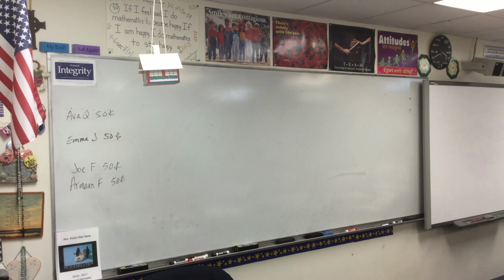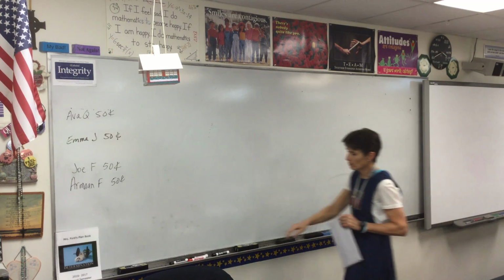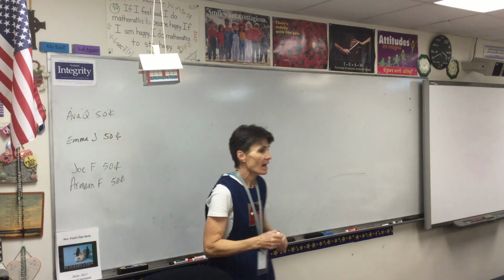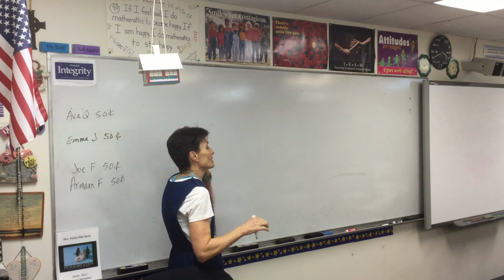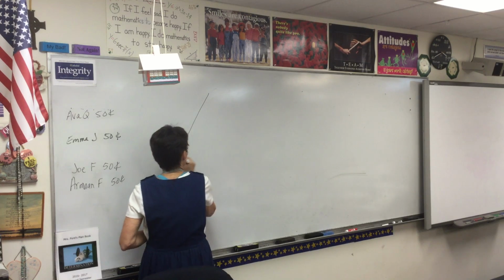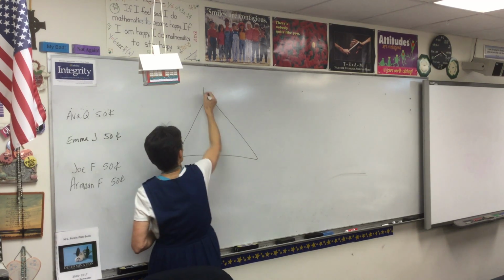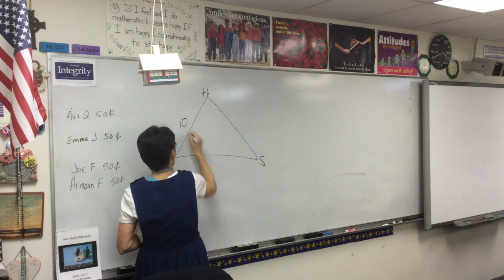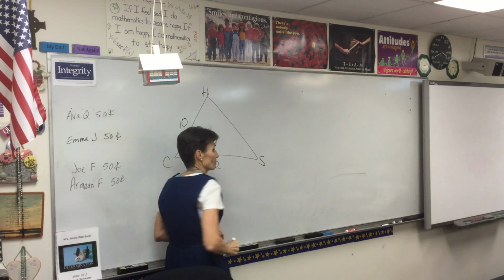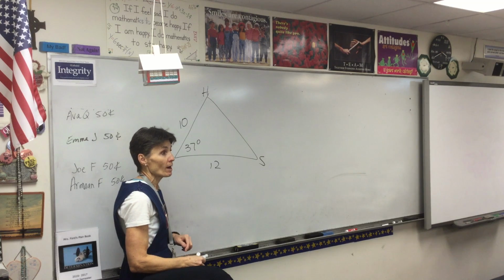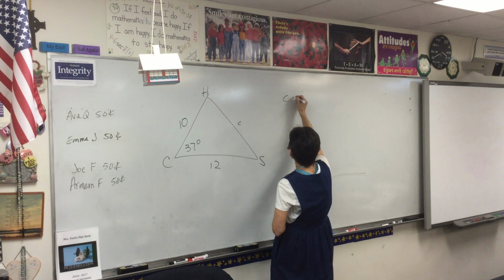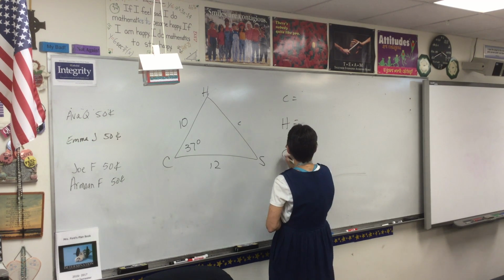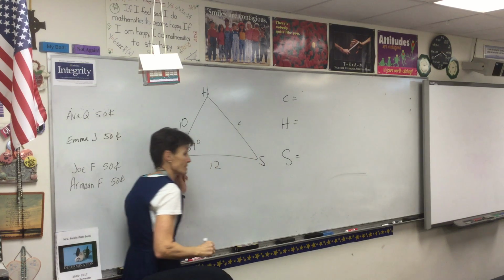Take a wild guess what tomorrow's quiz is going to be over? Law of Cosines. So let's do a practice problem. This is not in your notes. You can do it over to the side or on the desk or somewhere. Tomorrow you're going to get a paper that looks very much like the one you just got. It's going to say solve the triangle. And you, of course, will need to find C and H and S, the missing pieces.